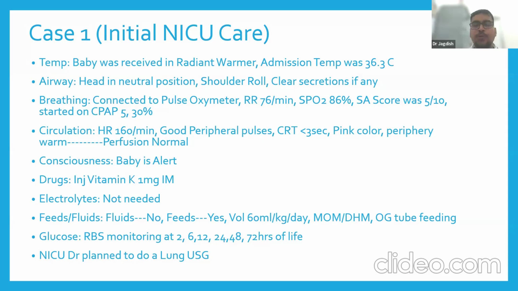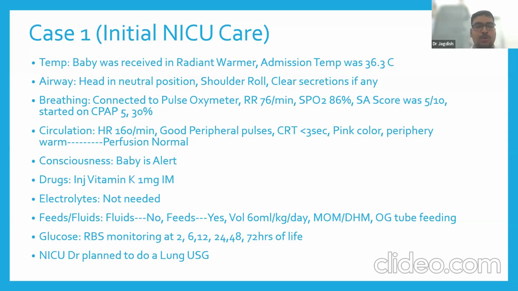Then regarding feed and fluids, how we decide whether to start feeding for this baby or start IV fluids for this baby. So this is a term baby. The baby doesn't have any congenital malformation of the intestinal tract. So there is no anal atresia, no tracheoesophageal fistula. There is no evidence of any obstruction. Baby's perfusion status is normal. So why to start fluids for this baby?